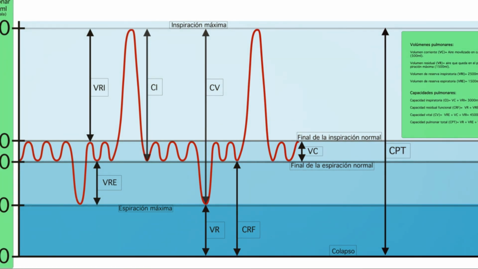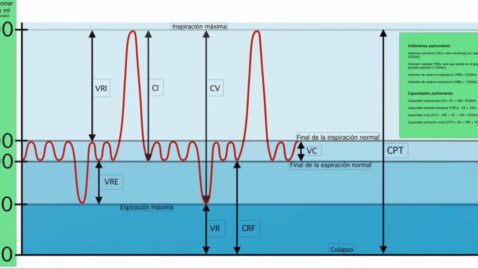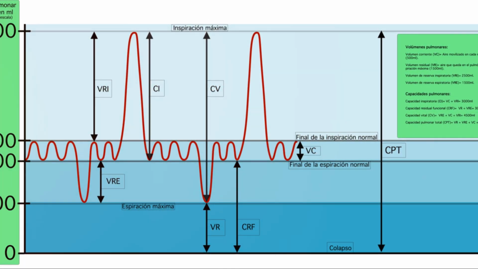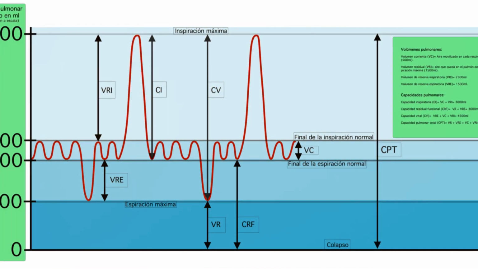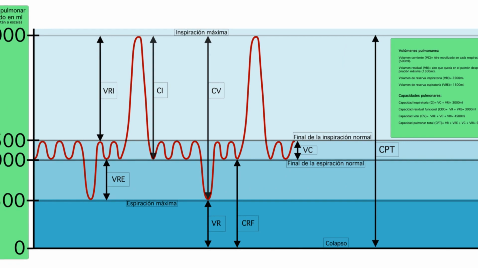Lung volumes. The amount of air exchanged during ventilation is composed of tidal volume, which is the volume of air taken in with each breath. Inspiratory reserve volume, which is the maximum amount of air that can be taken in on top of the tidal volume, and expiratory reserve volume, which is the maximum amount of air that can be exhaled in excess of tidal volume. Residual volume is the volume of air left in the lungs after expiration.